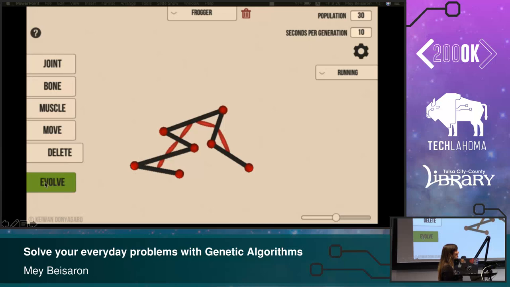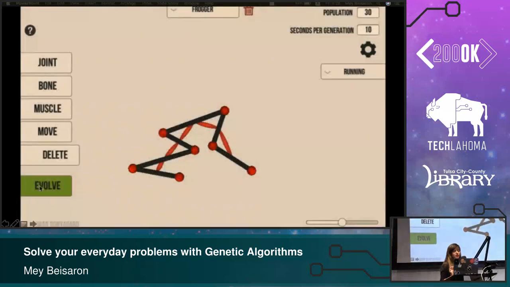The idea of the game is that you have to choose how you want to construct your figure, the frog. You can add more muscles or more joint points, which are the red thingies there, or bones. And then what you want to happen is that this creature will be able to jump around or move around. You can also play with the size of the population and the amount of mutation that you want to have. So let's take a quick look at how this game goes.